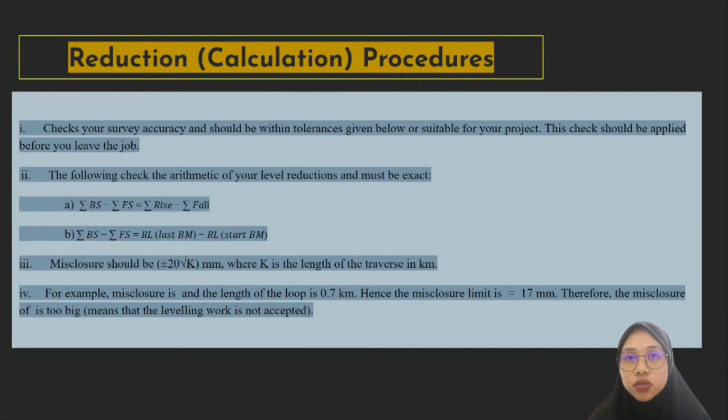Third, the misclosure should be plus minus 20 square root K mm, where K is the length of the traverse in kilometers. For example, if the length of the loop is 0.7 km, hence the misclosure limit is equal to 17 mm. Therefore, if the misclosure is too big, it means that the leveling work is not accepted.